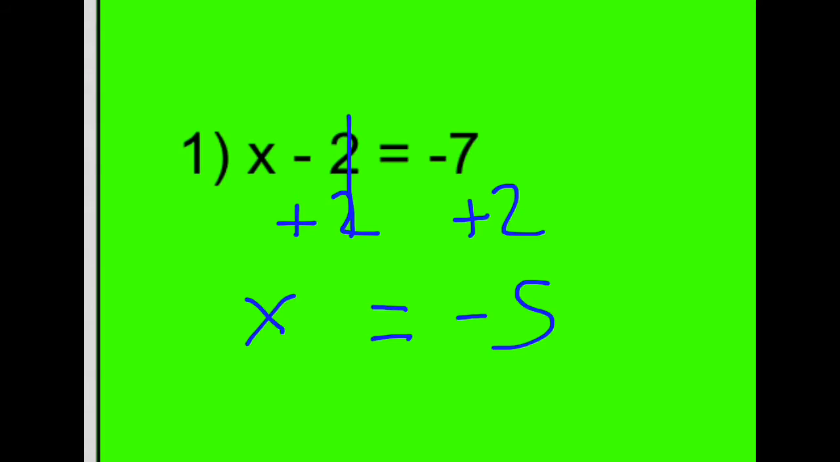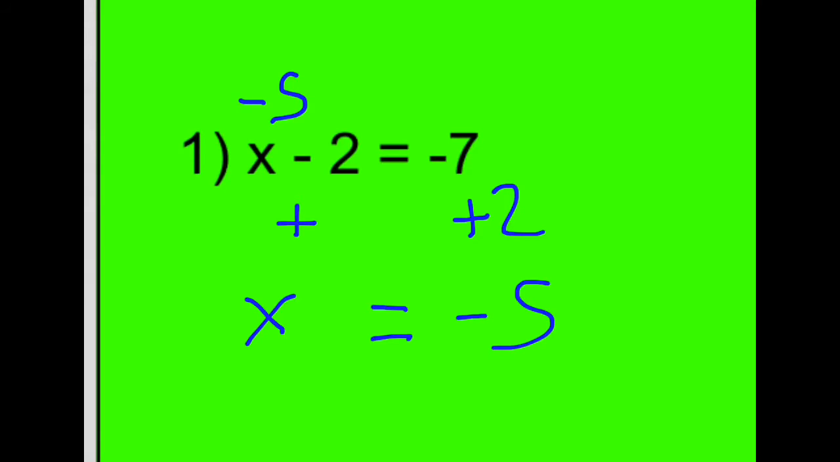If you were to replace the x in the equation with negative 5, it should work out. So if I replace the x with negative 5, negative 5 and negative 2 make negative 7.